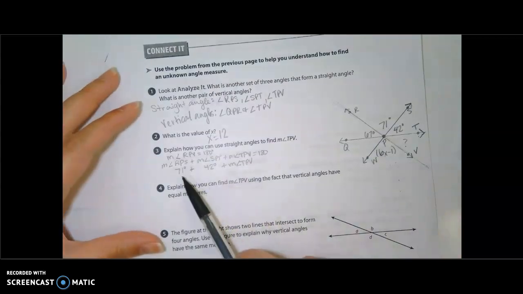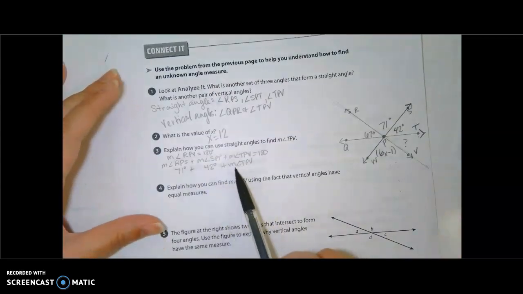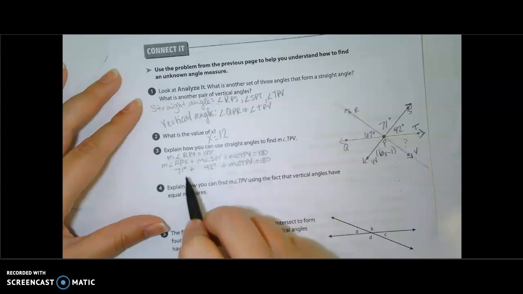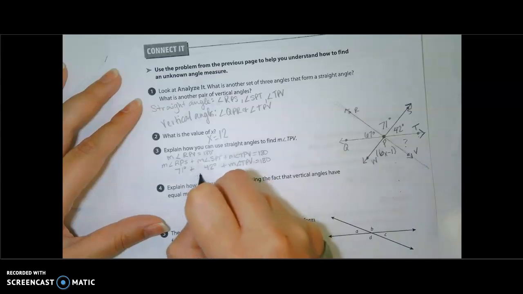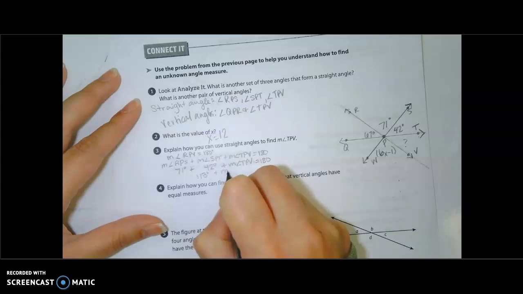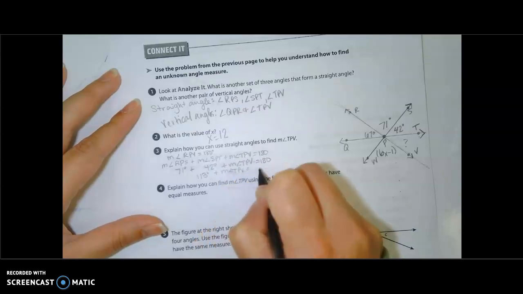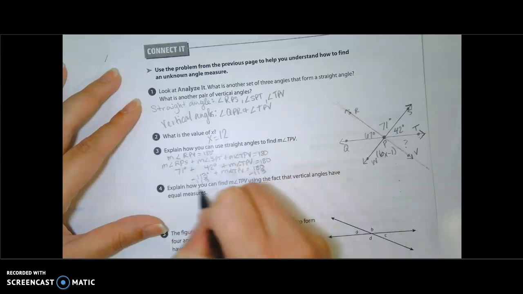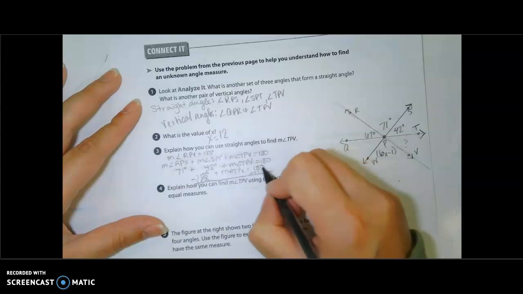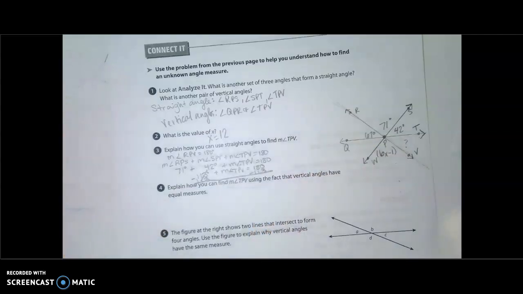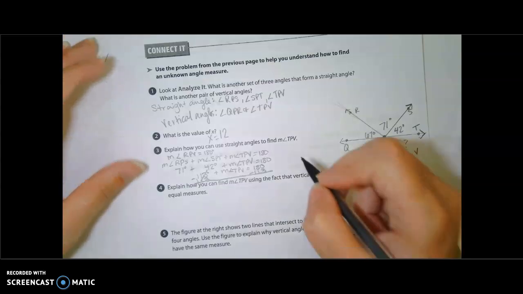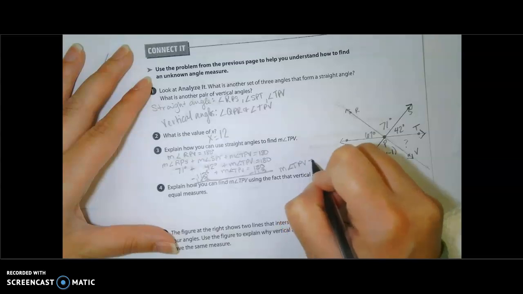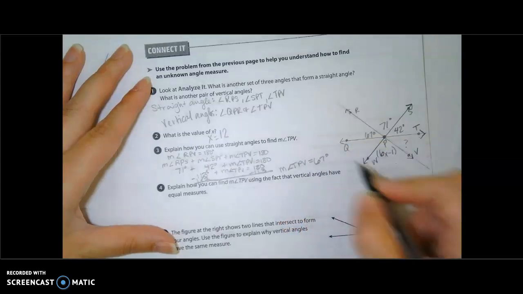All right, so I knew 71, I knew the 42. I don't know my angle TPV yet. That is going to equal 180 degrees. I add these 2 together, I get 113 degrees. I subtract the 113, and so 180 minus 113 gives us 67. So I know the measure of angle TPV equals 67 degrees.